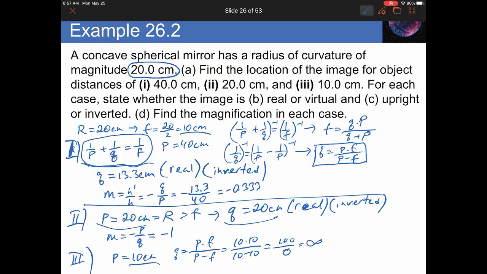What does it mean? It means no image, or the image is infinitely far away. But generally what we say is that there is no image formed. So there will be no image for this particular case. That means if you have a curved mirror and you stand where the focal point is, there will be no image. Before that, your image will be inverted. After that, your image will be upright and magnified, because then you get a virtual image.